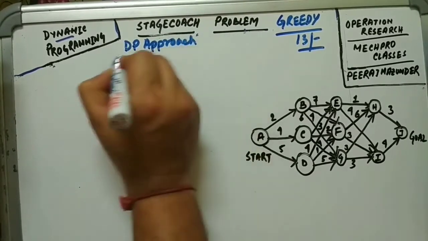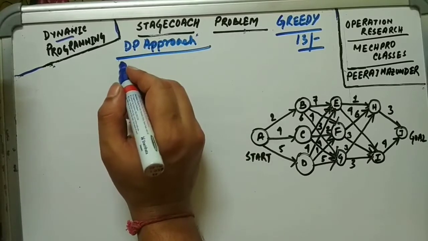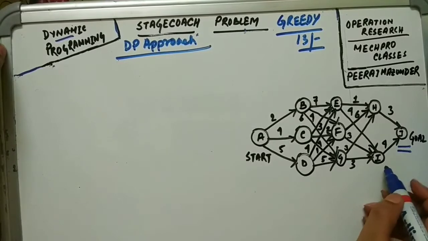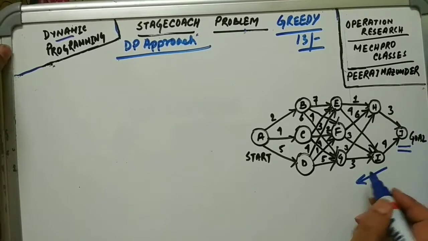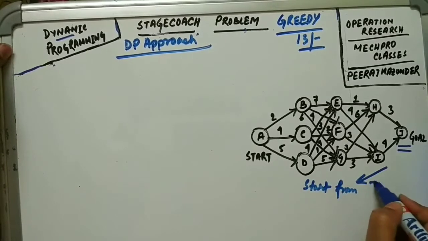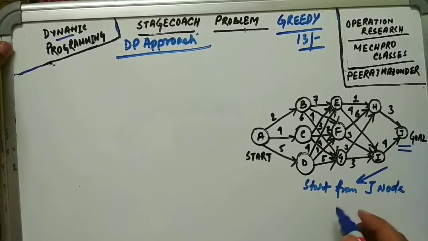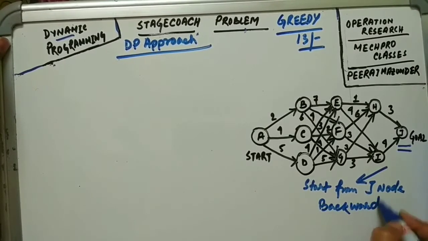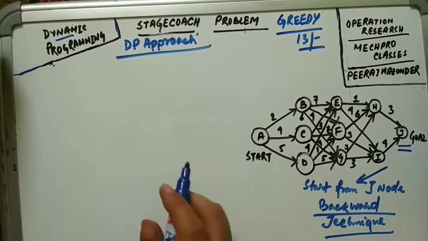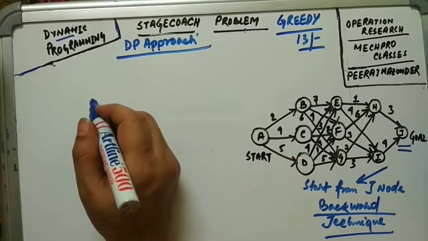That is a dynamic programming approach. We'll start from the jth node, that is this one, and we'll move towards this line. You can write this method as starting from the jth node. It is known as the backward technique. We already have discussed in the first video what the forward and backward techniques are. Now we'll solve this problem using the backward technique. Let us see how to solve it.